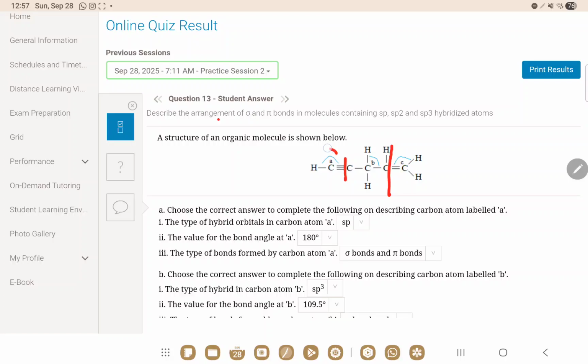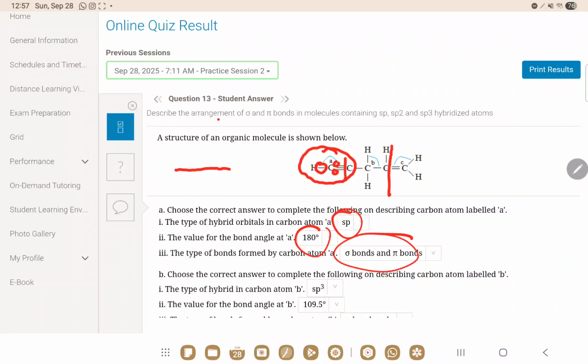So let's look at section A. What does it look like? It is a straight line. It's linear. Since it is linear, it's sp. You just need to know linear means sp, and linear means the angle is 180. And you have 2 sigma bonds and 2 pi bonds. So you have both sigma and pi bonds because you have double or triple bonds.